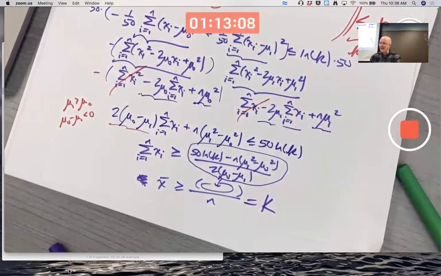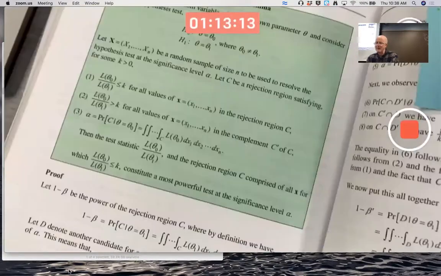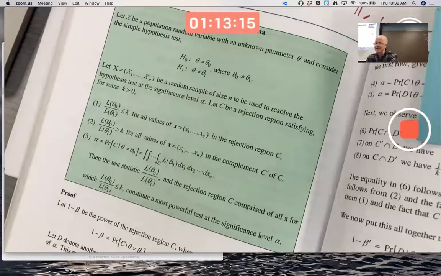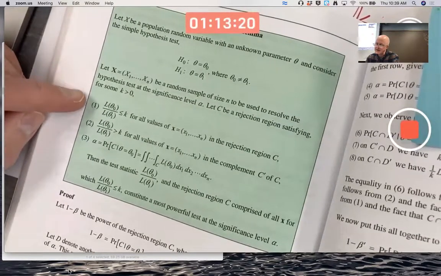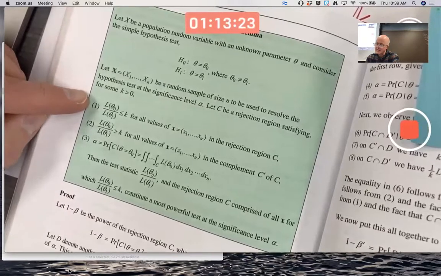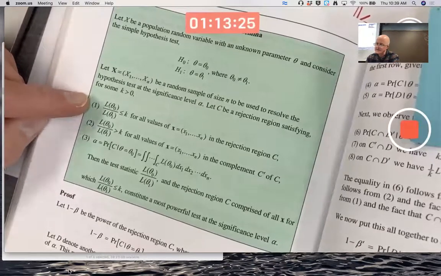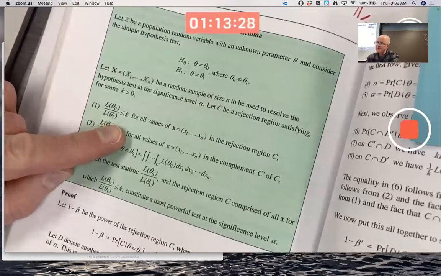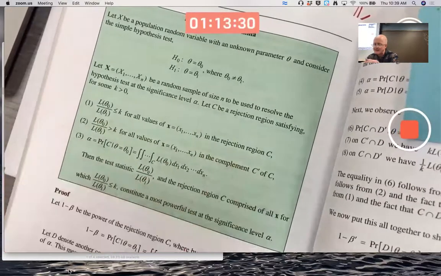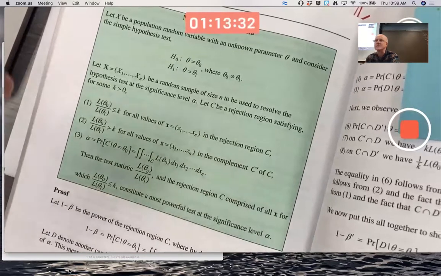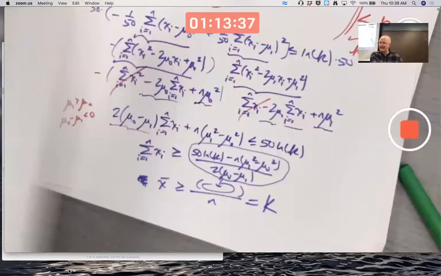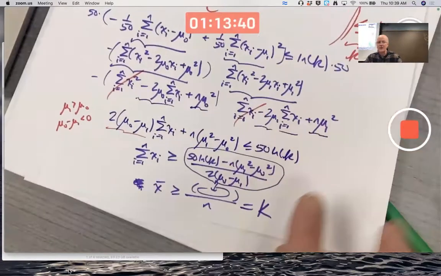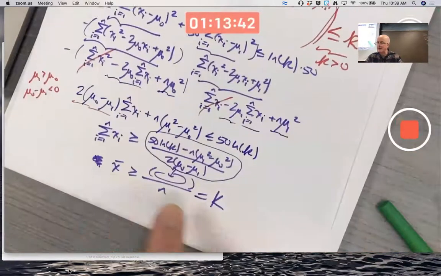But what are we saying here? Remember, the lemma says we're letting C be a rejection region satisfying this inequality. In other words, the ratio of the likelihood functions is less than or equal to some k for k positive for all values of x in the rejection region. In other words, that inequality defines the rejection region. And for this example, it's equivalent to an inequality like this: x bar is greater than or equal to k.